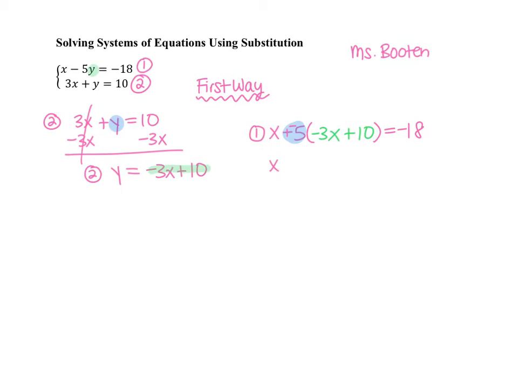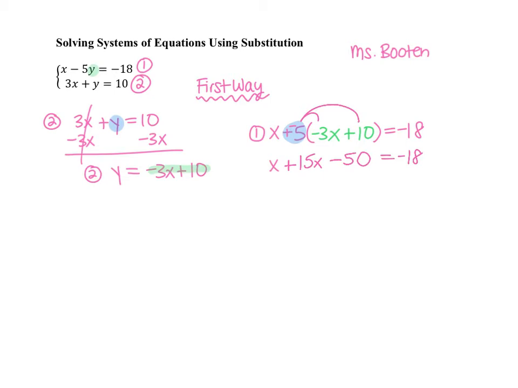All right, so I have the x written down, so now I'm going to distribute negative 5 times negative 3x. Negative times a negative is a positive, and negative 5 times negative 3 is 15, so it's a positive 15x, so I'll write plus 15x. And then negative 5 times 10 is negative 50. So you can write that as adding a negative 50, or you can just write minus 50. That's the same thing as adding a negative 50. Equals negative 18.